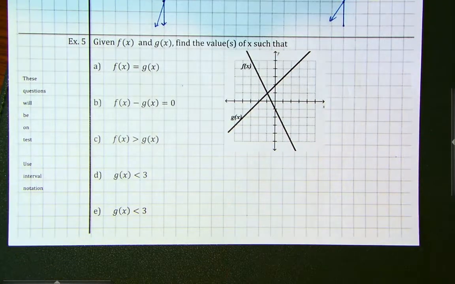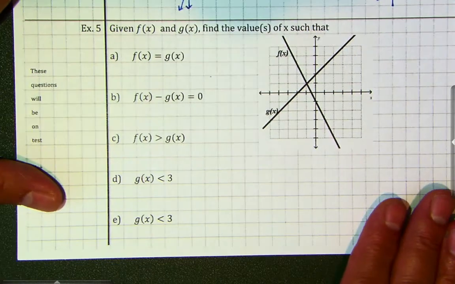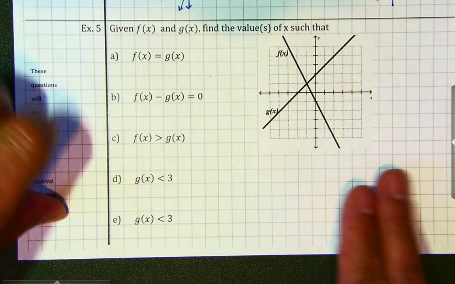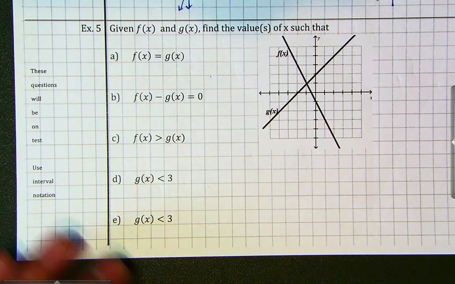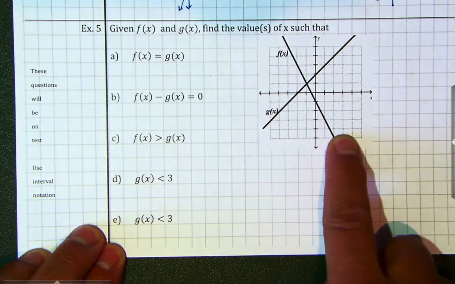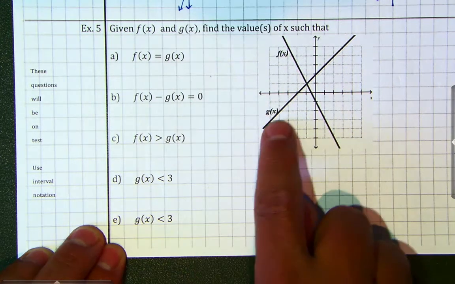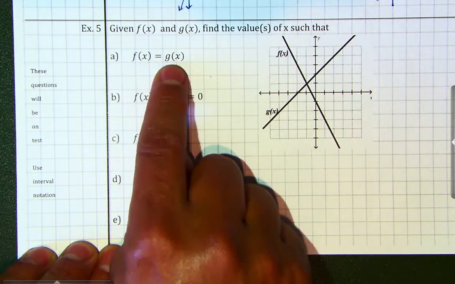Go and take the time to copy it down, and we'll start once you are ready. Go and pause it. Now, given f of x, which is this line here, and g of x, which is this line here, find the values of x such that f of x equals g of x.